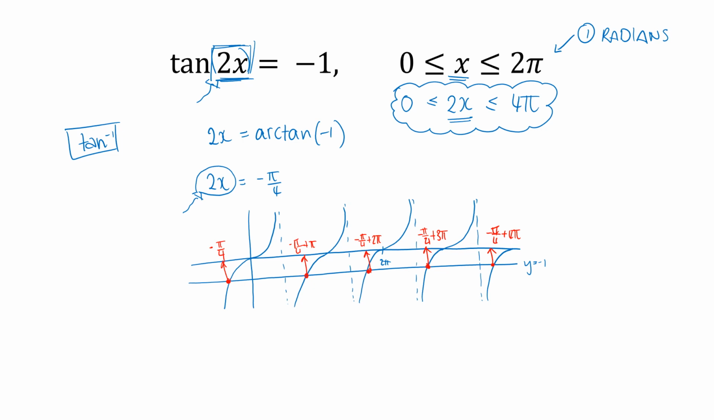So my solutions to 2x are, where are they? Minus pi by 4, which I'm not going to be interested in, but I'll leave it there because it was the first solution my calculator gave me. The next one is 3 pi by 4. Then I have 7 pi by 4, 11 pi by 4, and 15 pi by 4.